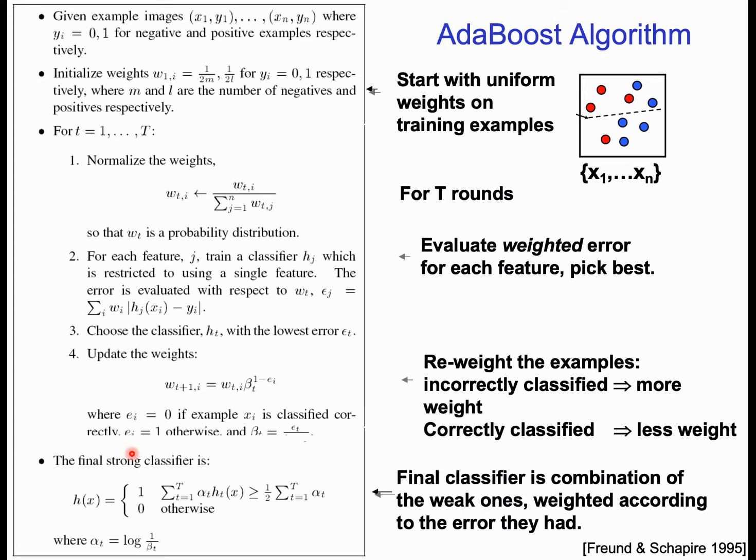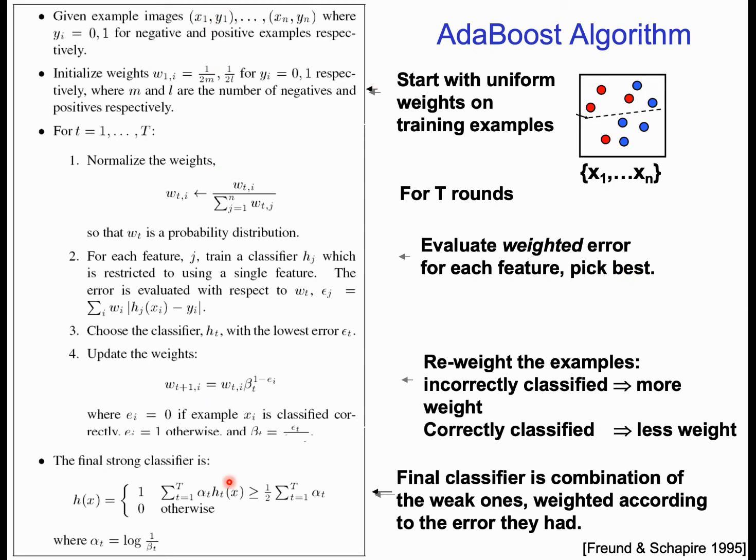The algorithm in full is a bit lengthy. Given a set of examples, we apply exactly the same procedure over and over again. We start with a uniform weight on the training examples and find a classifier, evaluate the errors, and reweight the examples that were incorrectly classified, creating yet another weak classifier. The final classifier is the combination of the weak ones, weighted according to the error they had. Now, for this AdaBoost algorithm, we don't have to go through the detail.